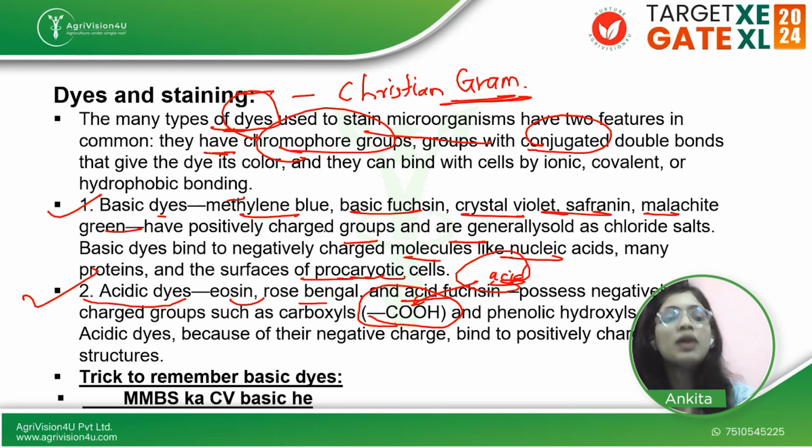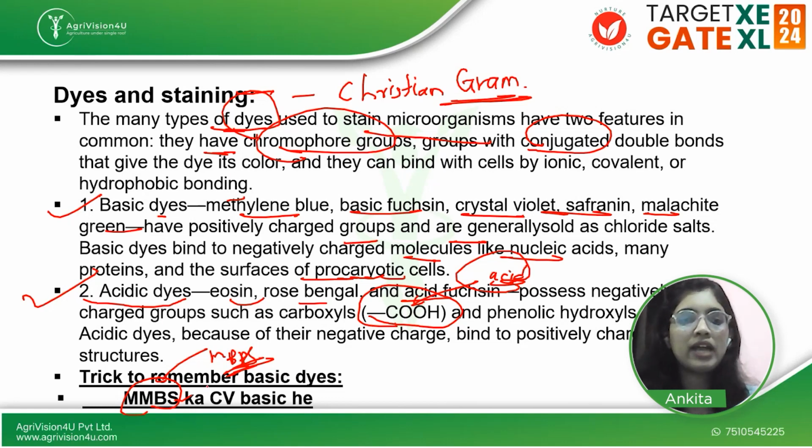That is another thing. But when you go for the basic dyes, there are many names, and to remember them is a little bit tricky. So here I have given one trick to remember the names of the basic dyes. You can remember it as MMBS, or either as MBBS, it's up to you. MMBS CV basic. Now from this, how can you elaborate the names of the basic dyes? This first M will stand for malachite green.